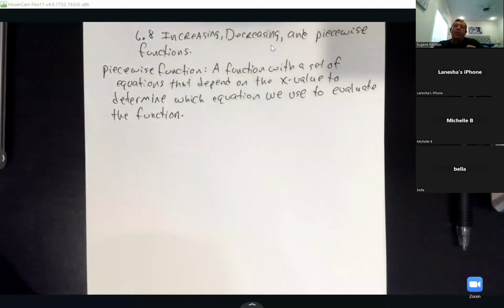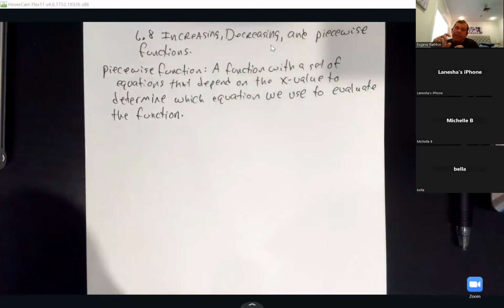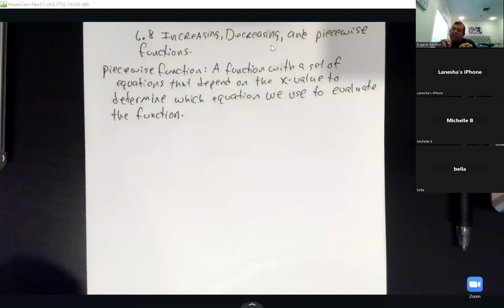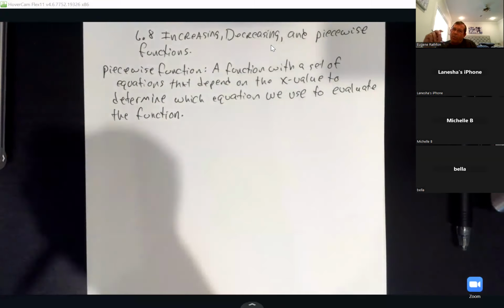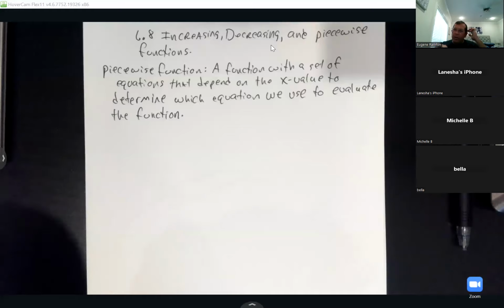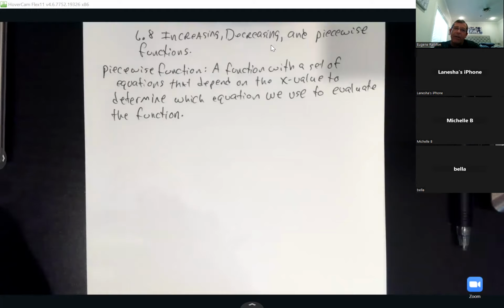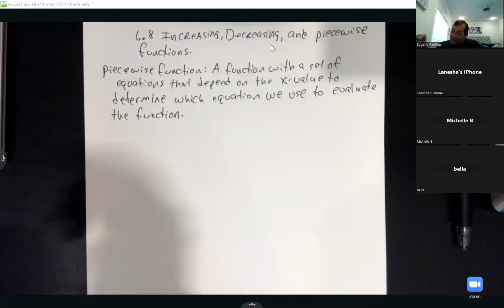Okay, so they'll give me 2, 3 equations or so, and they'll give me domains for these equations. And depending on my x value, I figure out which domain it fits in, and then that determines which equation I'll use. So, y'all, I'm going to do something we all know about, and that's our paychecks. And I'm going to show you a piecewise function using a paycheck, okay?